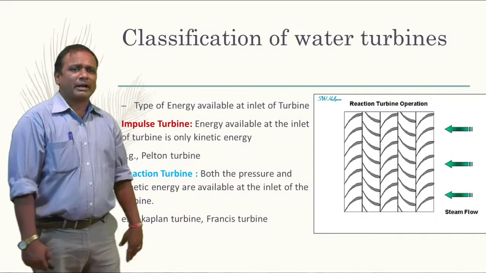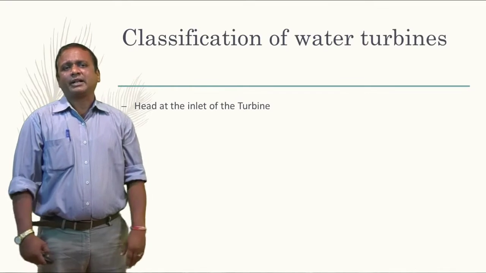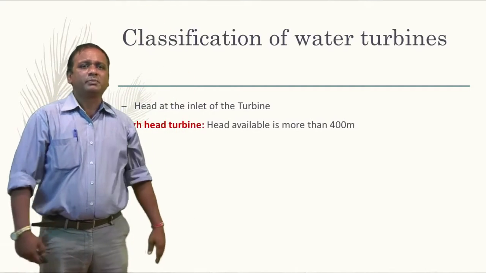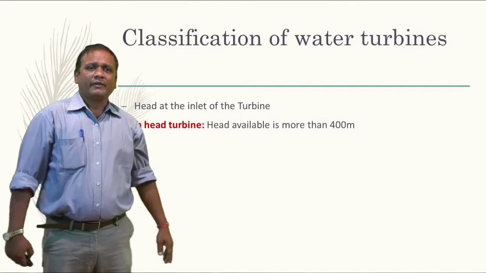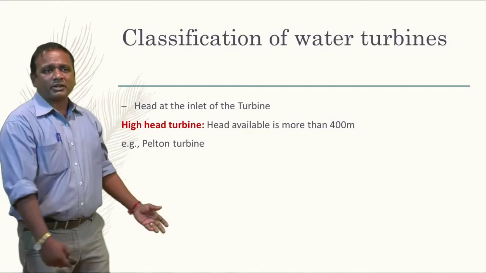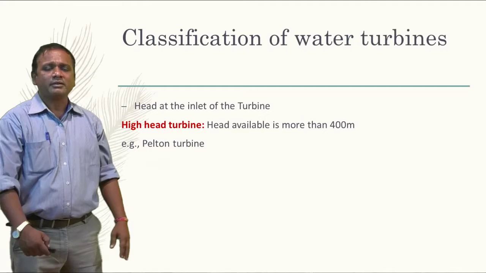Okay, examples are Kaplan turbine and Francis turbine. Another one has been categorized by the head at the inlet of a turbine, that is, the height the water has been falling through. One is high head, where the availability is more than 400 meters, for example the Pelton wheel turbines. Head is more than around 400 meters.